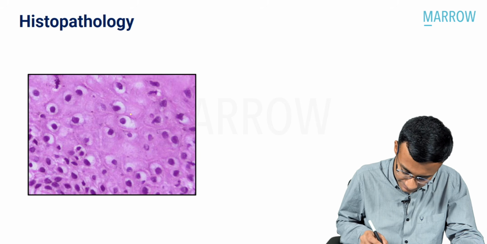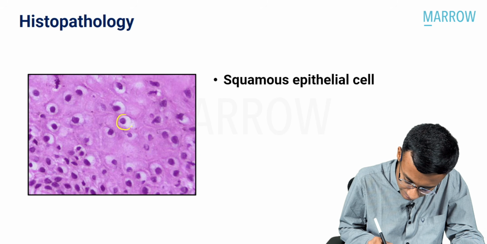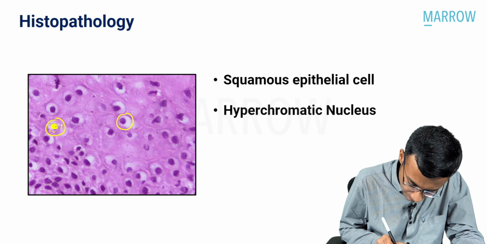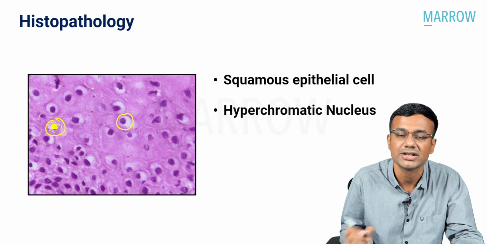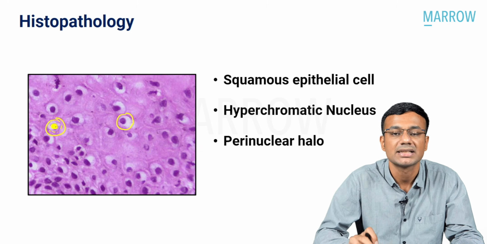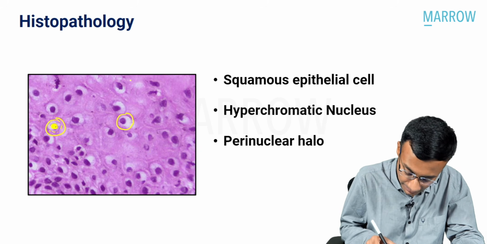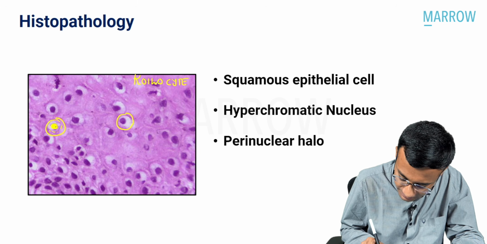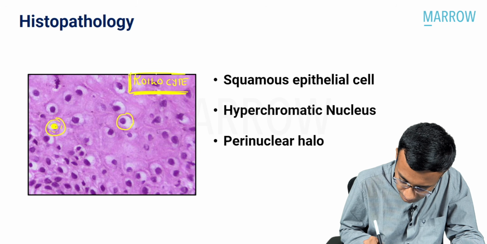And then when you look at the cell here, you can see that there is a squamous epithelial cell, there is a hyperchromatic nucleus and a perinuclear halo. So if this kind of a cell is mentioned in the exam, squamous epithelial cell, hyperchromatic nucleus, perinuclear halo, think about a coilocyte. So this characteristic cell of HPV is called a coilocyte.